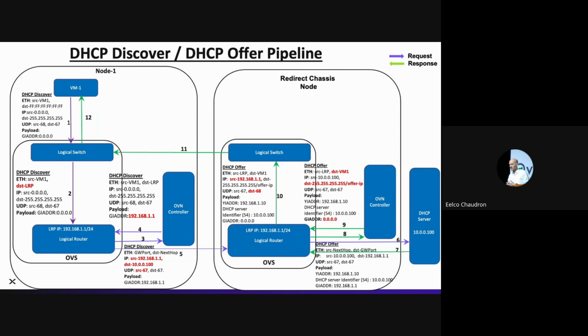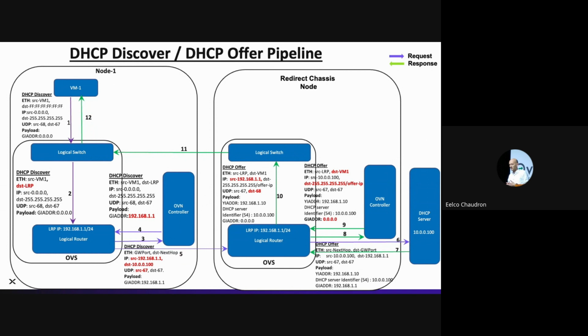The destination IP is set to either broadcast or offer based on the broadcast flag set in the DHCP header by the client, and the GI address is reset. At step number 9, the packet is sent back to OVS. We are using OVS actions to update the source IP address and the destination port in the packet, and the packet is outputted to the logical switch at step number 10.